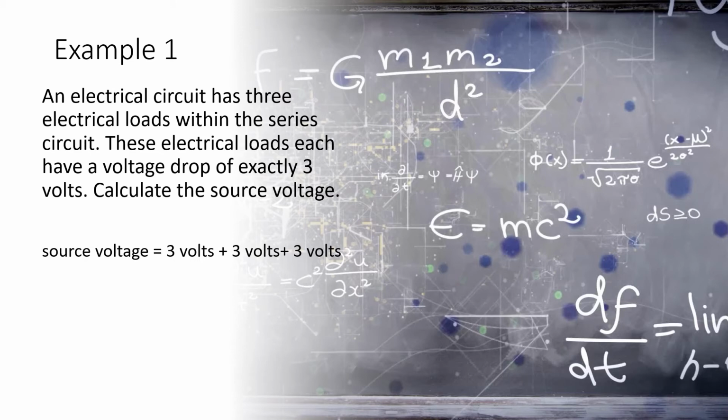Source voltage equals 3 volts plus 3 volts plus 3 volts. This represents the 3 electrical loads that each have a voltage drop of 3 volts. After we add this together, we can get the total source voltage, which is 9 volts.